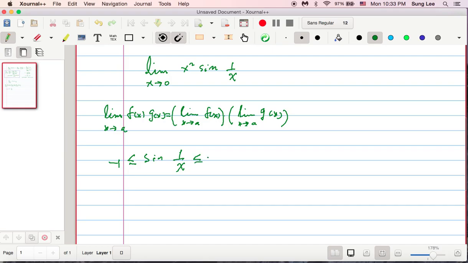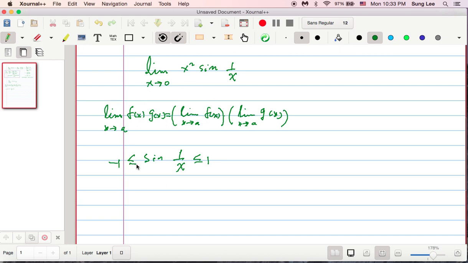Okay, so that's the starting point. Now, what we are interested in is this function, right? So how its limit is going to be. So x squared sine 1 over x, right? So that's what we want to get.